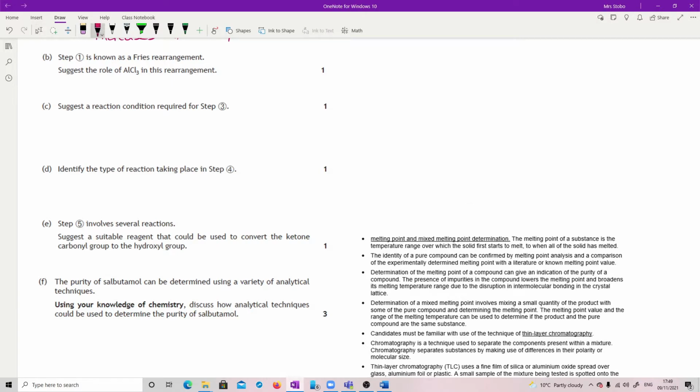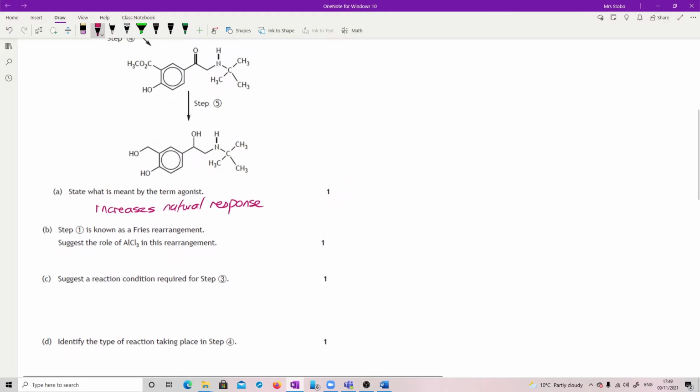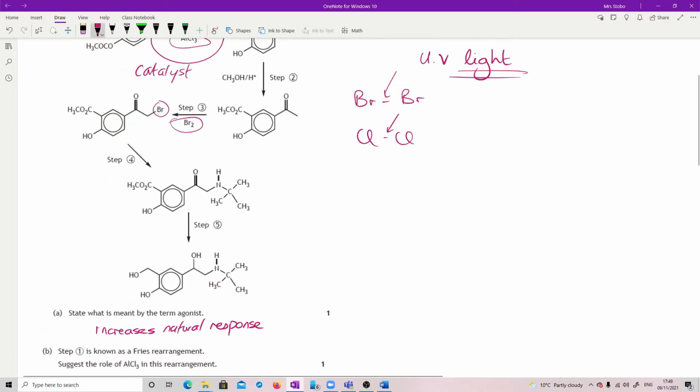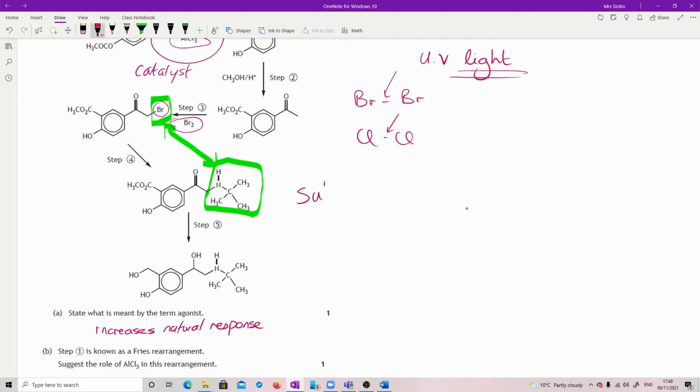Okay, for D, identify the type of reaction taking place at step 4. Back up for step 4. So we have to find out what is actually happening, what's different in step 4 compared to step 3 at the beginning here. What's happened is we have this attached compared to this. I have swapped these over. So in terms of reaction, this is a substitution. Okay.